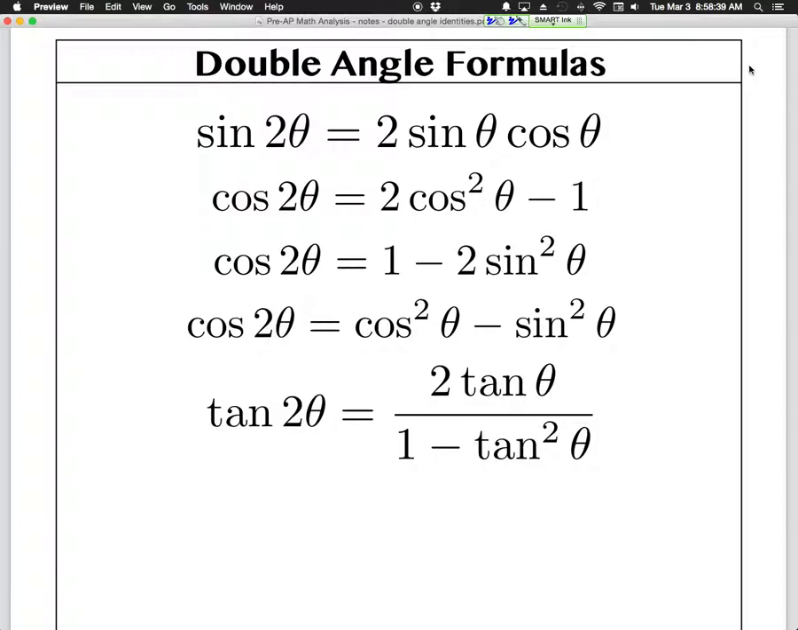Okay, notice that sine and tangent each just have 1, but cosine has 3 different ones. You can use any of the 3, but sometimes, depending on the situation, 1 is better than the other 2. But just realize that I can use any of those 3 I want. They will all give me the same answer. All right, everybody have it written down?